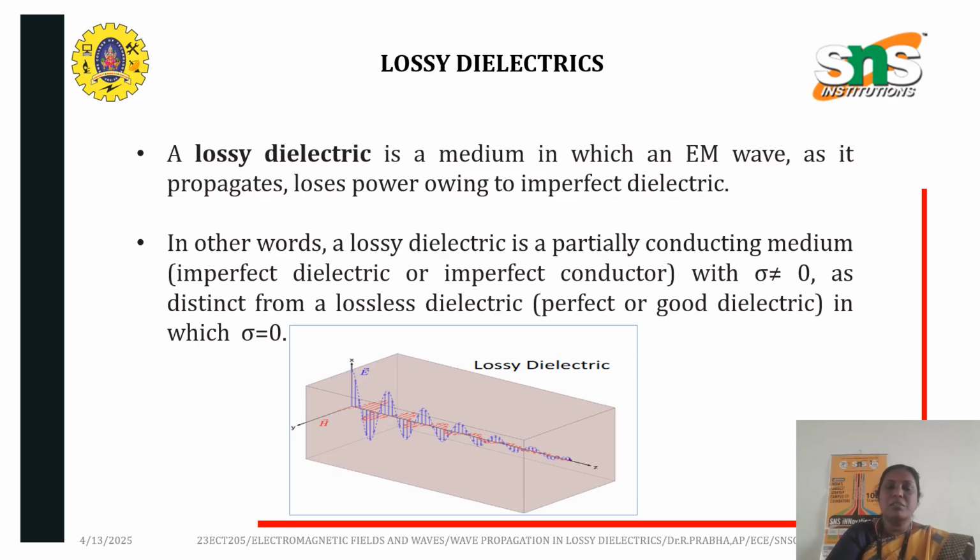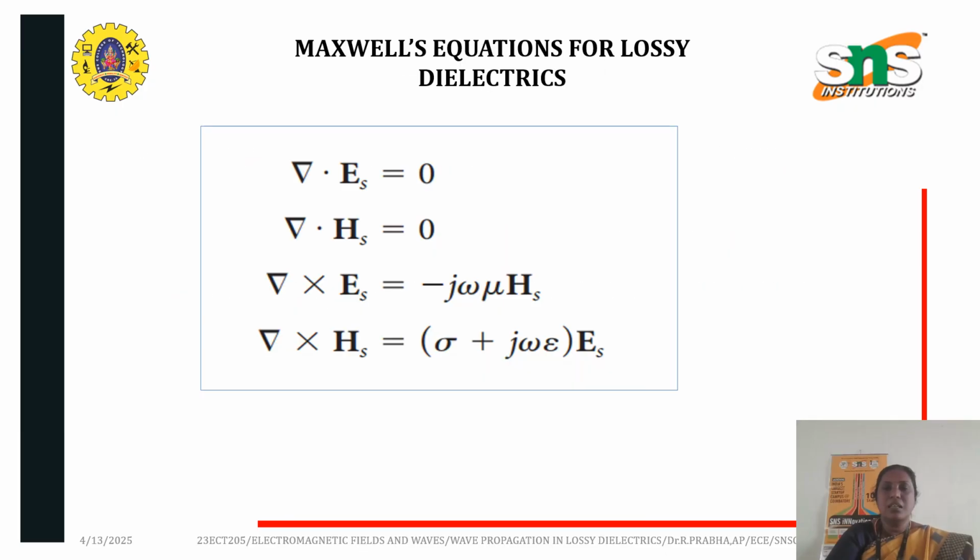We call it an imperfect dielectric or imperfect conductor, with the conductivity sigma not equal to 0, as distinct from a lossless dielectric, which is otherwise called a perfect or good dielectric, where the conductivity value sigma is equal to 0. So, this is the difference between lossless and lossy dielectrics. We'll see the Maxwell's equations for lossy dielectrics.